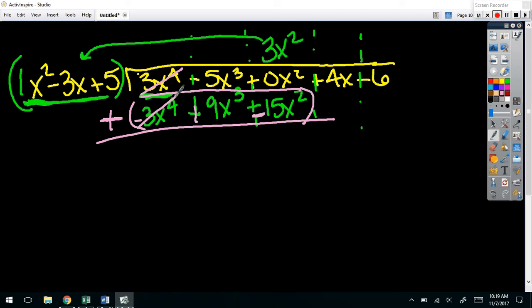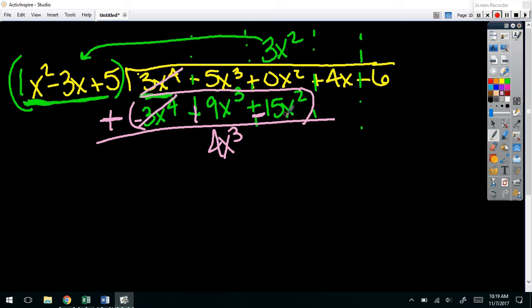All right. So look, I've got negative 5x cubed. I was drawing that little green line, but it is negative. Plus 9x to the third gives you 4x to the third. What is 0x squared?